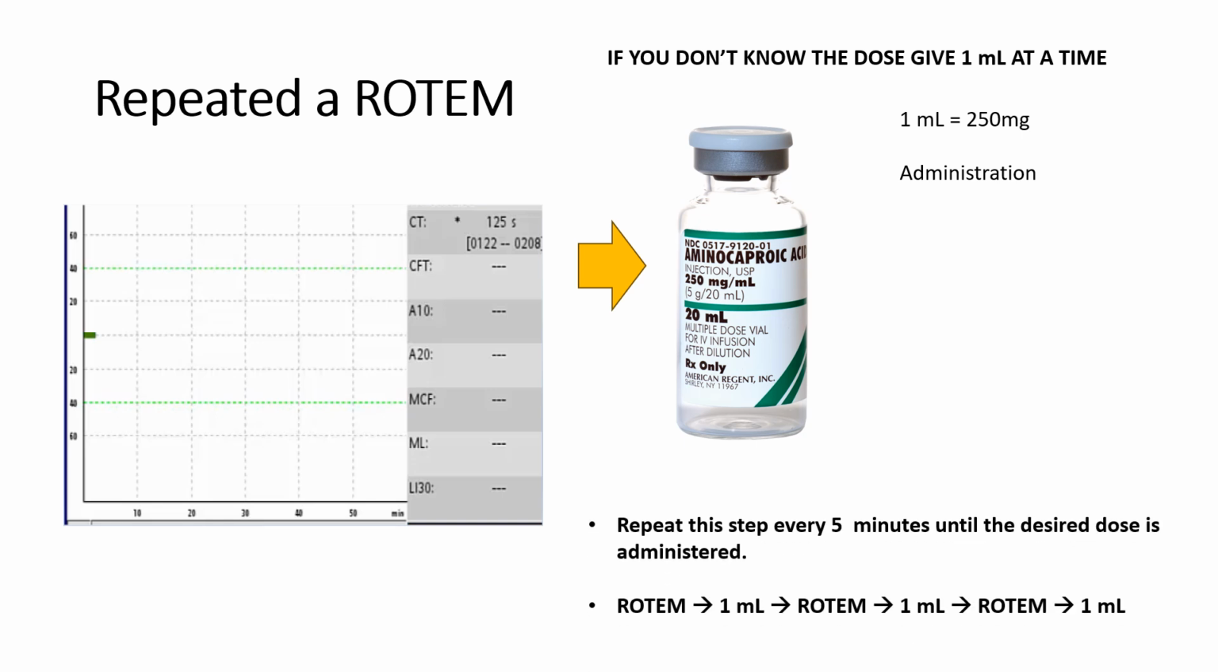And to evaluate the effect, the best way is to give it every 5 minutes: run a ROTEM, give 1 cc, run another ROTEM, give 1 cc, then run another ROTEM and give 1 cc. This way you can see at what dose and concentration the patient's fibrinolysis is fully reversed, and that's how you do an assessment in vivo.